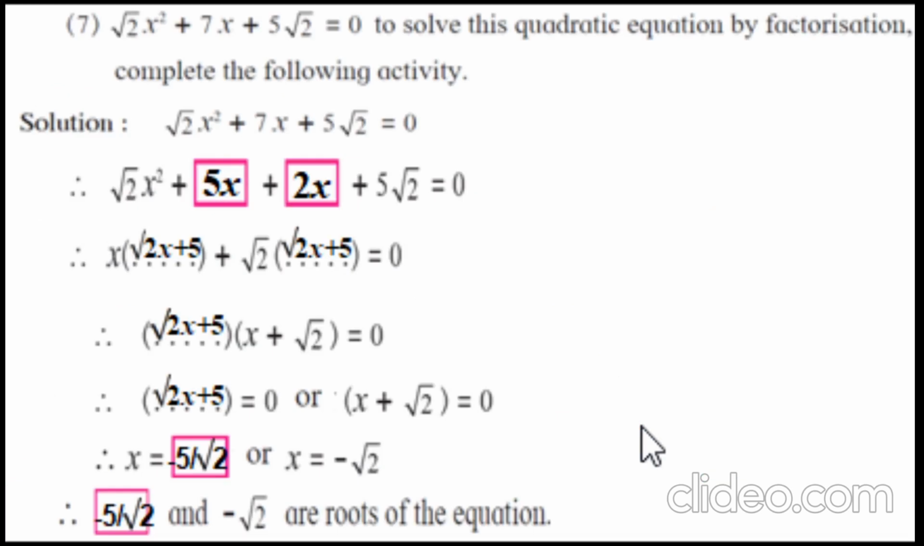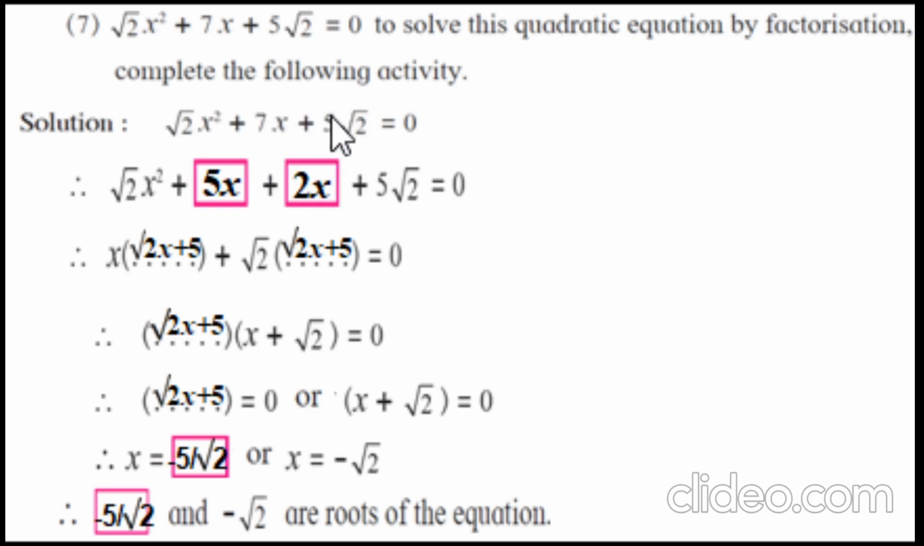Then question number 7, an activity is given to you. So what is the activity? C. Root 2x square plus 7x plus 5 root 2 is equal to 0. To solve the quadratic equation by factorization, we have to complete the following activity. Now root 2x square plus 7x plus 5 root 2 is equal to 0. Here root 2 is a and c is 5 root 2.